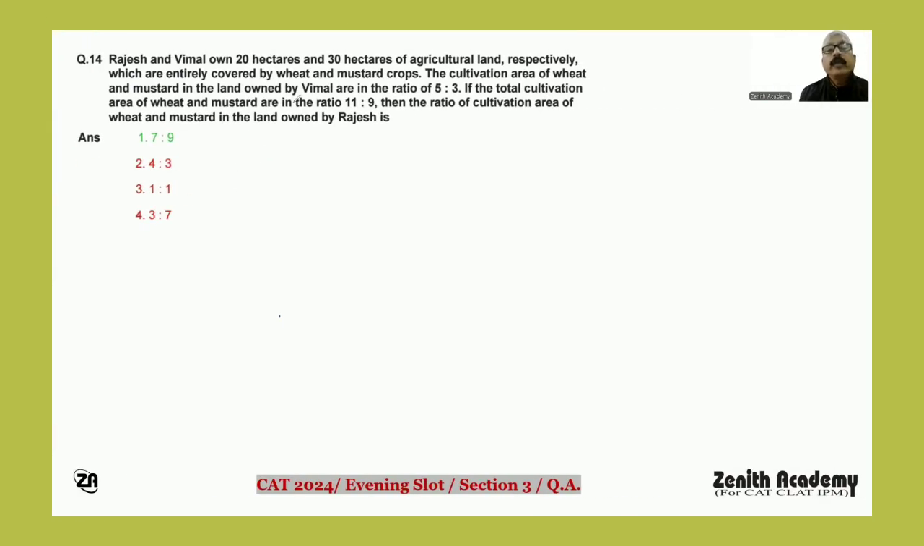Rajesh and Vimal own 20 hectares and 30 hectares of agriculture land, respectively, which are entirely covered by wheat and mustard crops. The cultivation areas of wheat and mustard in the land owned by Vimal are in a ratio 5 is to 3. If the total cultivation areas of wheat and mustard are in a ratio 11 is to 9, then the ratio of the cultivation area of wheat and mustard in the land owned by Rajesh is to be found out. Okay.